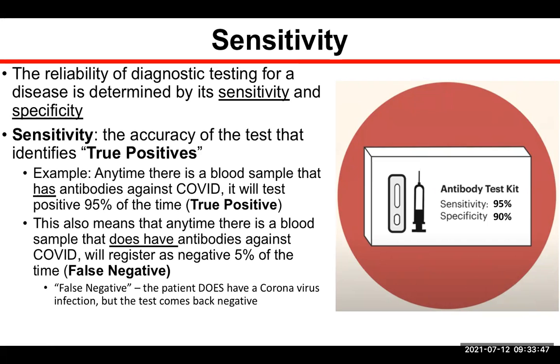So this is going to be the true positives. Now, notice how it's not 100%. So there's always going to be some margin of error with some of these tests. And so what this means is that anytime there's a blood sample that does have antibodies against the virus, meaning there's infection present or previous infection was present, this is going to register as negative 5% of the time. So that means 5% of the time that people who actually have been infected before are going to register as negative, and this is known as a false negative.